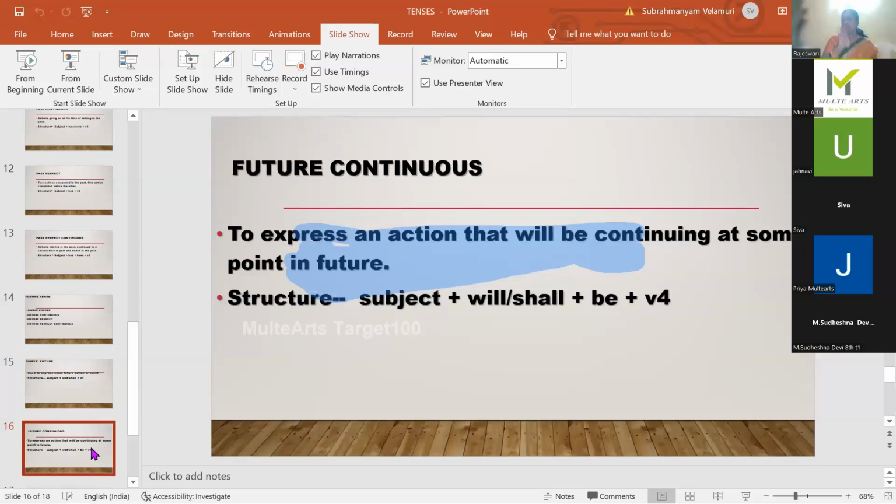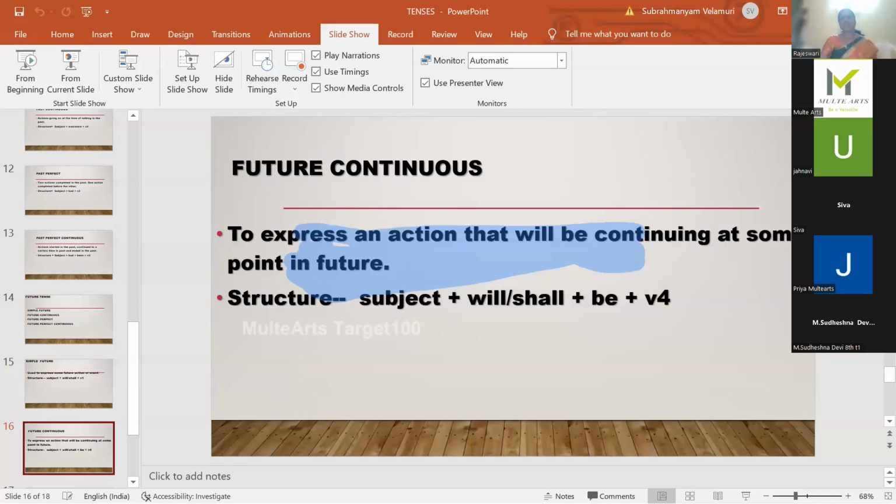The same thing: past, present, future. Everything is the same. Only the names will change. The first one comes simple, next continuous, next perfect continuous. That is the order you have to follow. The next one is future continuous.